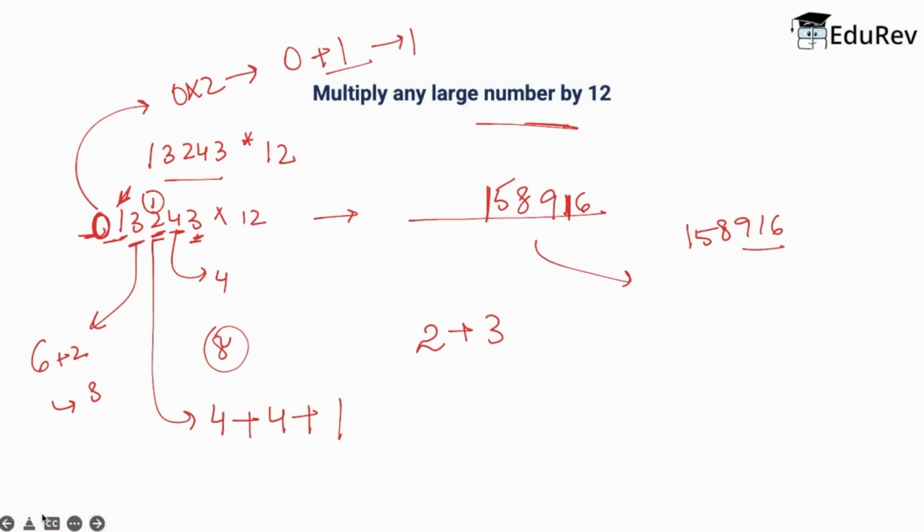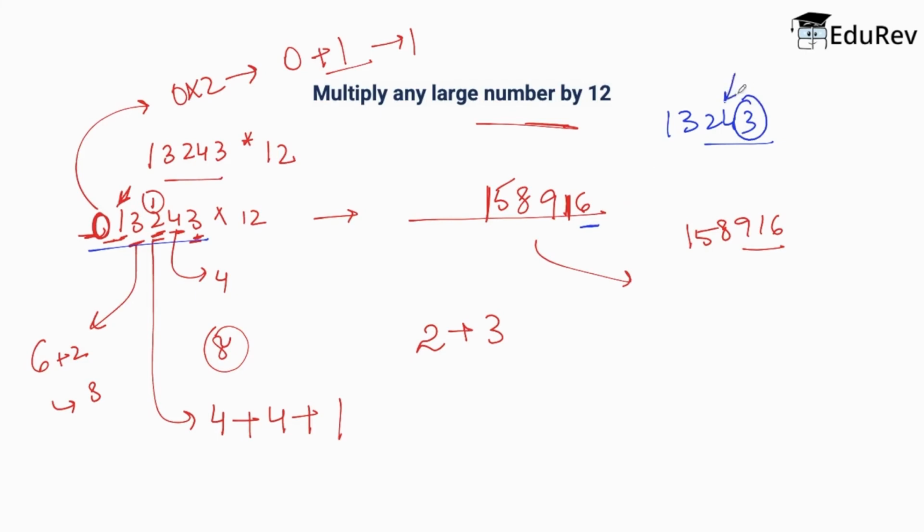So, I'm just going to explain you one more time how to do it. Alright. So, basically what we did, this is the number that is 13243 that is given to us. So, what I have to do, I just have to double the last digit, that is 3 2s are 6, and I have to write 6.